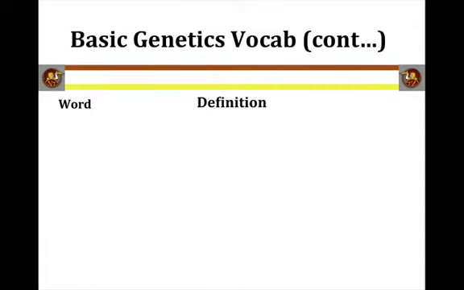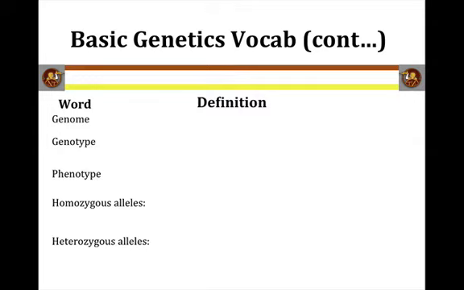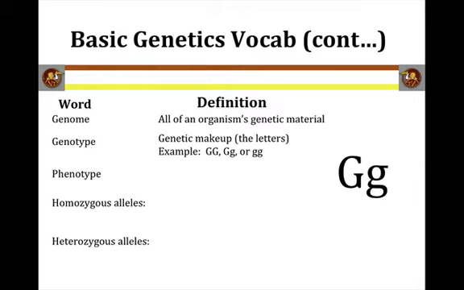Okay, some new vocab coming at you: genome, genotype, phenotype, homozygous alleles, and heterozygous alleles. These are big words, but remember this homo here in the front means same, and hetero here in the front means different. Okay, so we're going to start with genome. Definition of genome is all of an organism's genetic material.